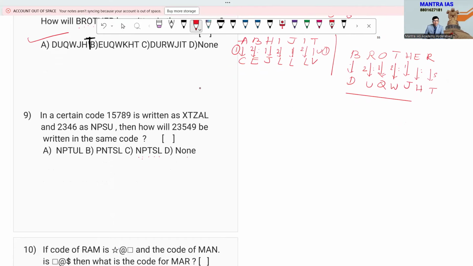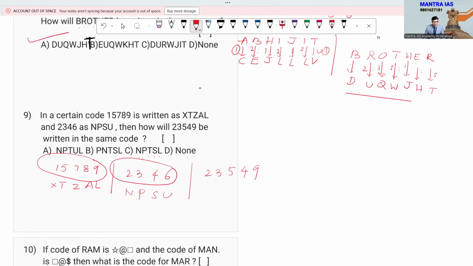We have 15789 as XTZAL, and 2346 is written as NPSU. He's asking for the code of 23549. When the information is maximum, the question is easy. No need of worrying how 5 has become T. No need of verifying that. Just check the numbers. If the same numbers exist in the given data, then simply implement the same logic.